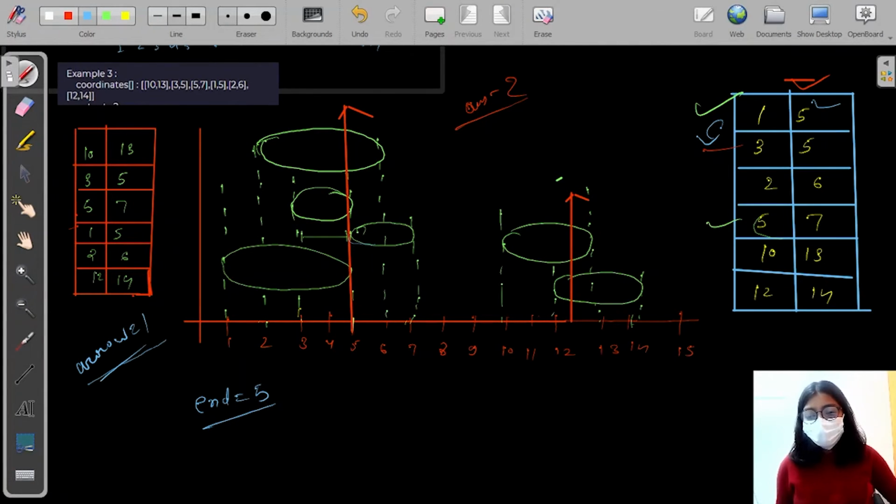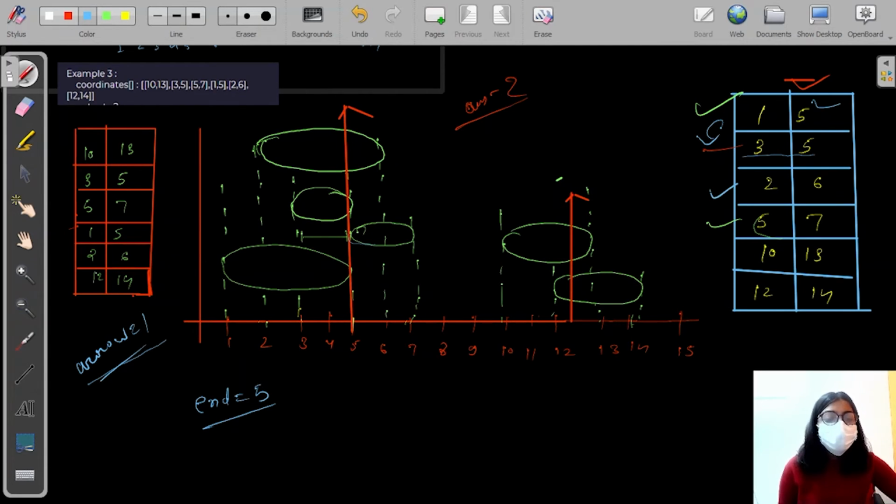Let's say this arrow 1 was for this first balloon. Then I saw that there is my second balloon also that shares the common part. So it is going to share the arrow. It means the same arrow can pass through both of these two balloons.